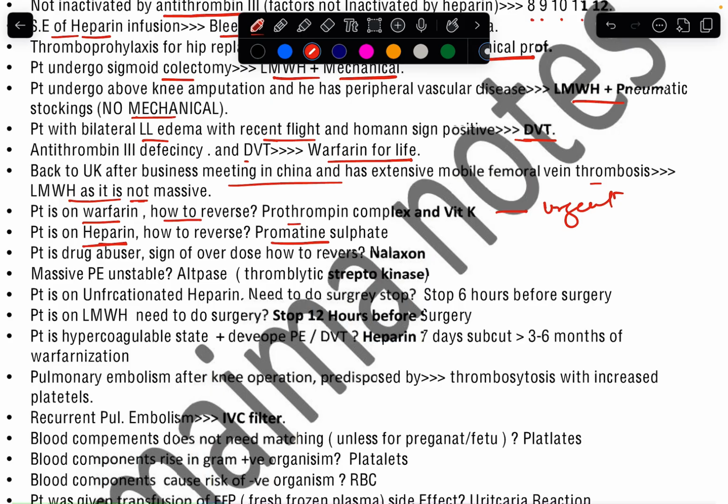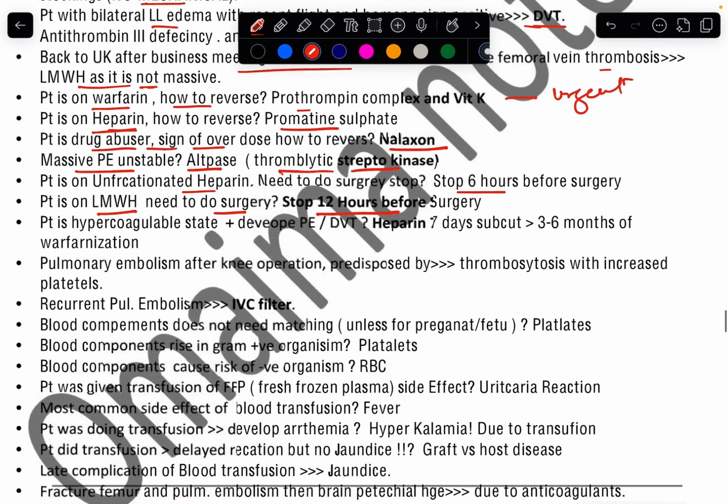Patient is a drug abuser with signs of overdose, how to reverse? This drug is supposed to be morphine, so naloxone is given. Massive pulmonary embolism, unstable: alteplase, thrombolytic streptokinase, alteplase. Patient on unfractionated heparin needing surgery, it can be stopped 6 hours before. Low molecular weight heparin, elective surgery, stop 12 hours before.